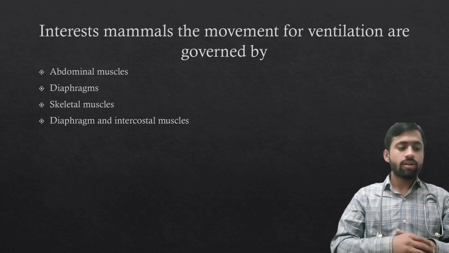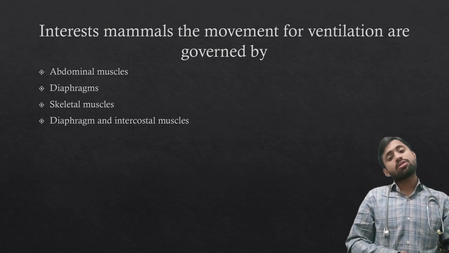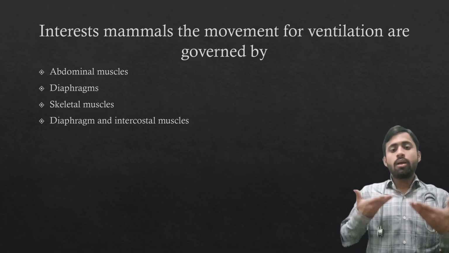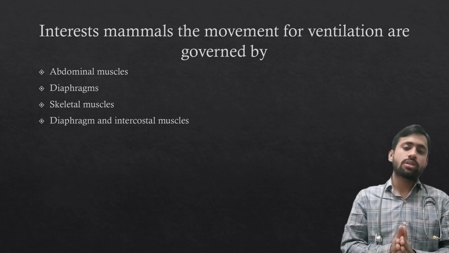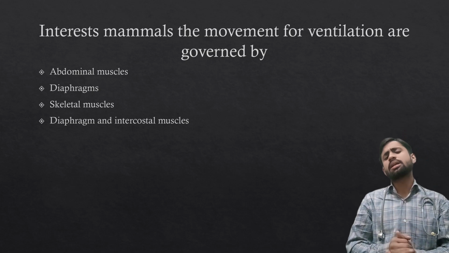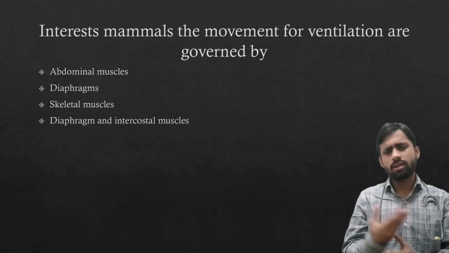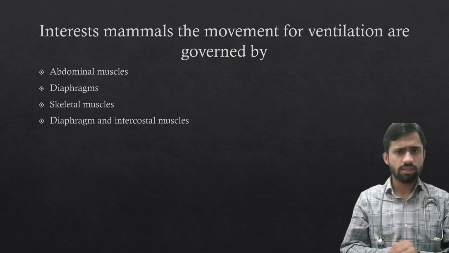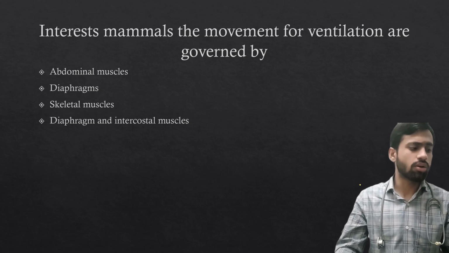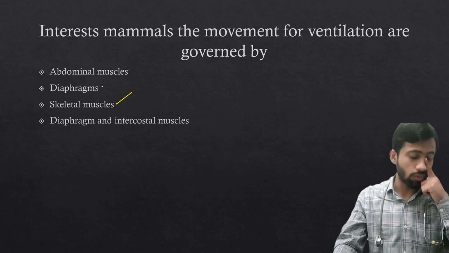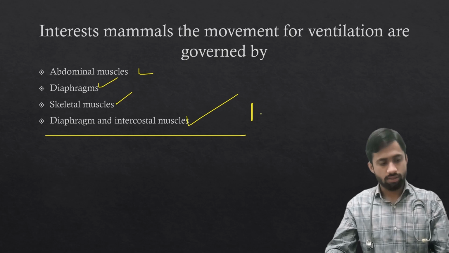Next MCQ: in mammals, the movements for ventilation are governed by. So the movements of ventilation, meaning breathing in and breathing out, are controlled by which muscles? This is diaphragm and intercostal muscles majorly. There are various other muscles involved, such as serratus anterior to some extent, but at your level it is only the diaphragm and intercostal muscles, not skeletal muscles in general, and not only the diaphragm or only abdominal muscles. Diaphragm and intercostal muscles is the right answer. That is delta.